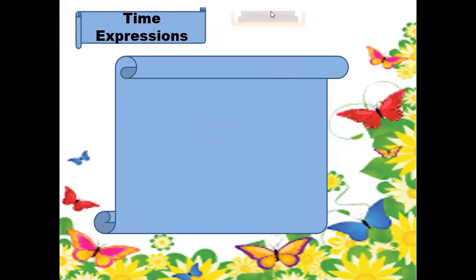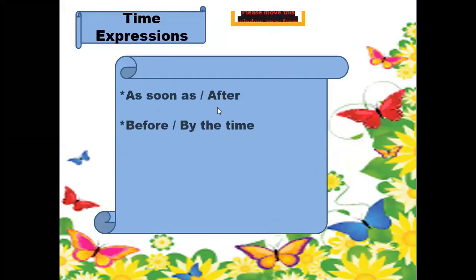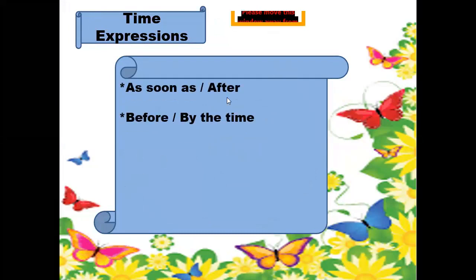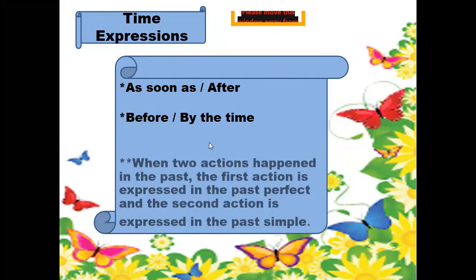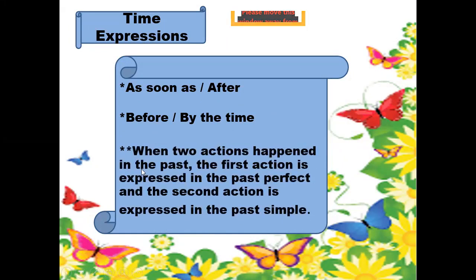Okay. What are the time expressions or the words that we can use with the past perfect simple tense? As soon as, after, before, by the time. All of these are the words that we can use with the past perfect simple tense. When two actions happened in the past, the first action is expressed in the past perfect and the second action is expressed in the past simple.